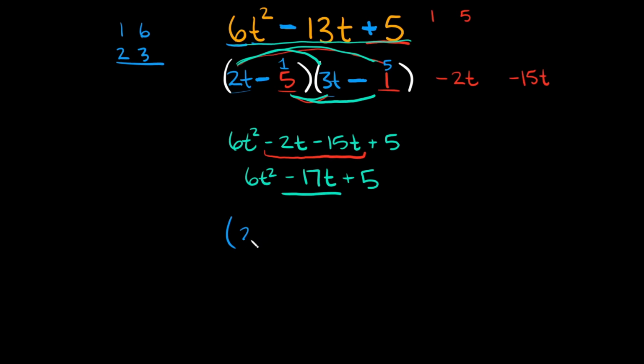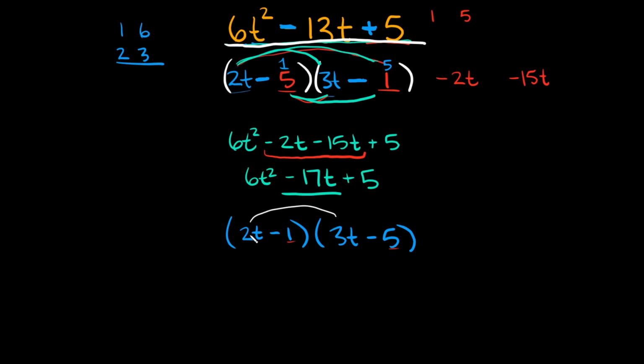So this time we're gonna have 2t minus 1 in one set of parentheses, and then in the other set of parentheses, we're going to have 3t minus 5. Okay, so you can see I flipped the 1 and the 5, right? So now let's FOIL this and see if we can get back to right here where we started, right? So again, we're going to do FOIL.